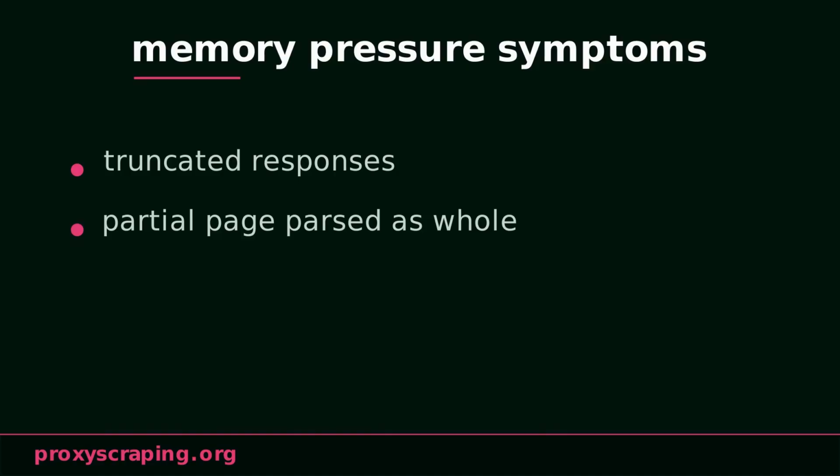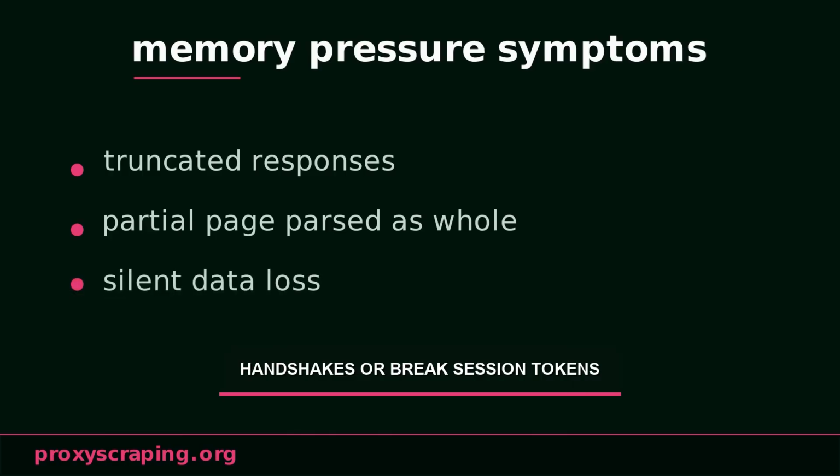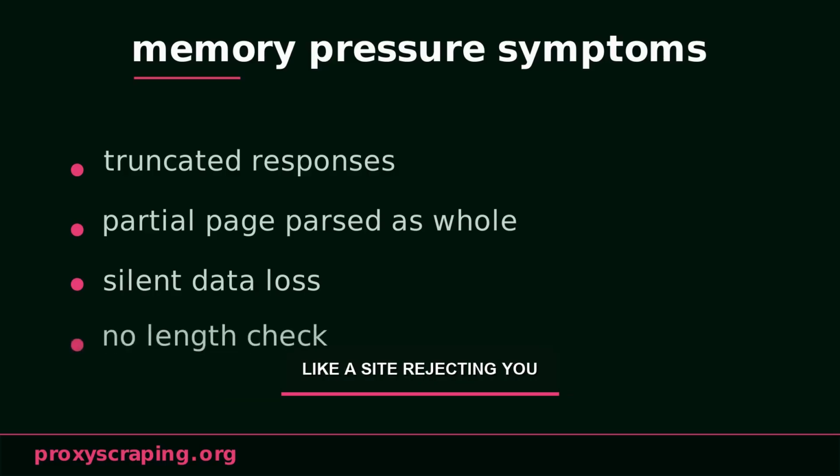So DNS fragments aside, clock skew on a production host is another quiet one. If the server's clock has drifted, that can break TLS handshakes or break session tokens that depend on accurate timestamps, and the failures you get from that look a lot like a site rejecting you when really it's just a system clock that's off by a few minutes.